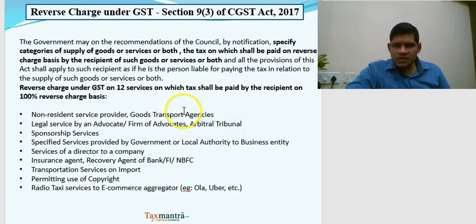So this is provision 9.3. Please understand, under 9.3 there are specified supply of services on which reverse charge is applicable, and this is irrespective of whether the recipient is registered or unregistered under GST. Maybe because of section 9.3, because of any of these services, the recipient has to get itself registered and then pay GST on a reverse charge basis. This is with regard to section 9 subsection 3.